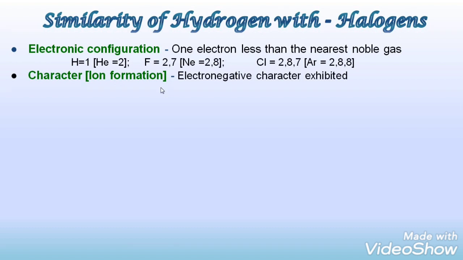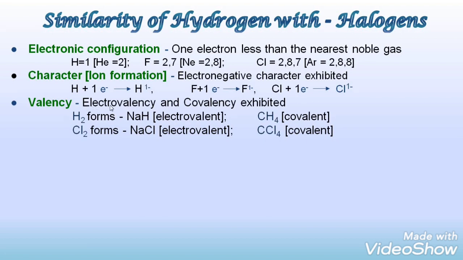When we talk about ion formation, hydrogen, just like halogens, is electronegative in nature. We'll have some examples here. We know that hydrogen, when it accepts one electron, becomes H1-, which is electronegative. Just like the halogen fluorine, which accepts one electron and becomes F1-, chlorine, which accepts one electron and becomes Cl1-.